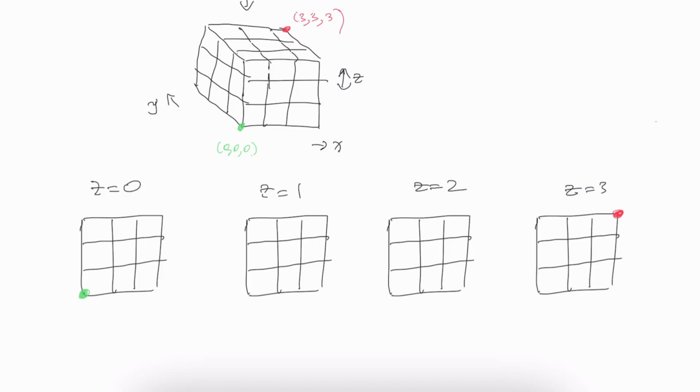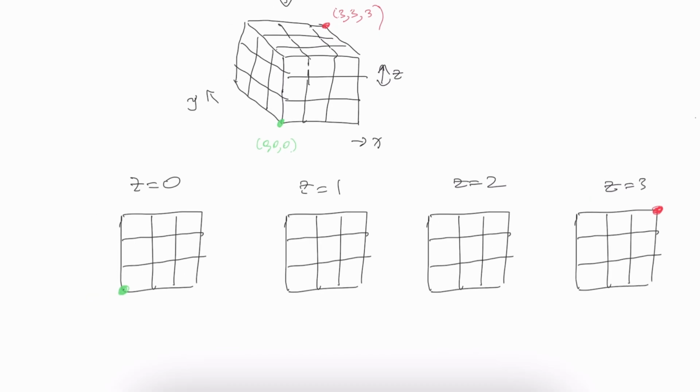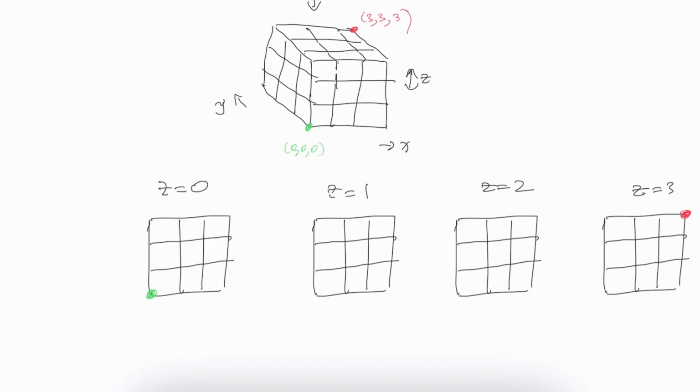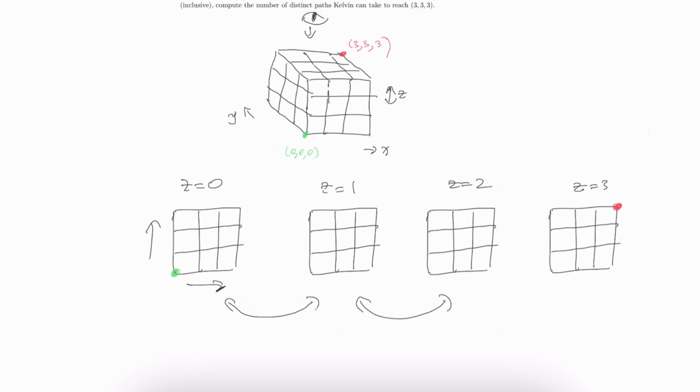Viewing it in this way, within each board we can only move rightwards or upwards, but between boards we can go in any direction, because that's just increasing or decreasing z by 1.